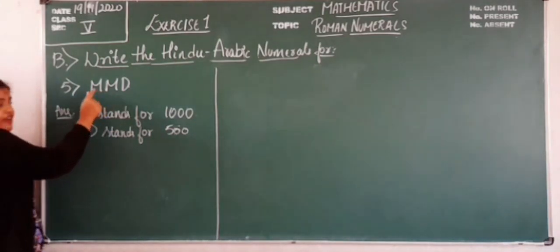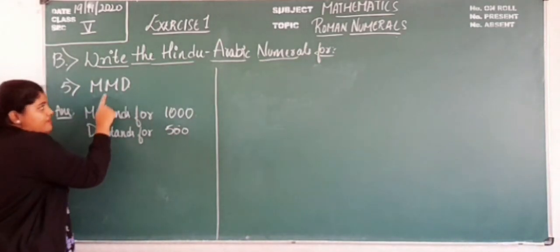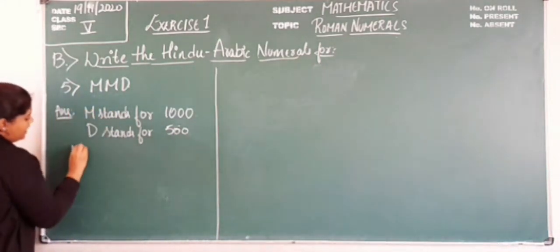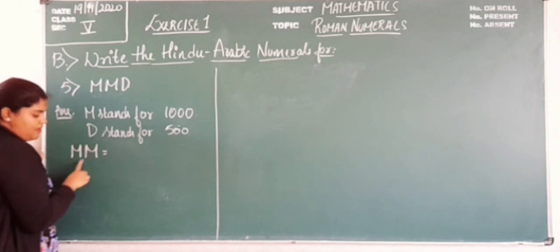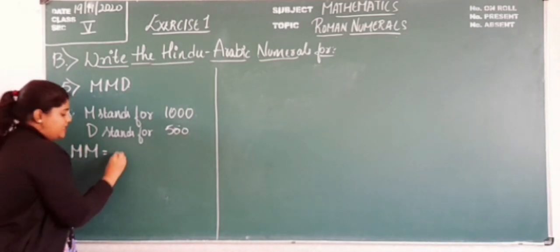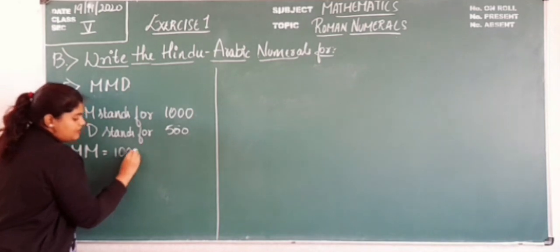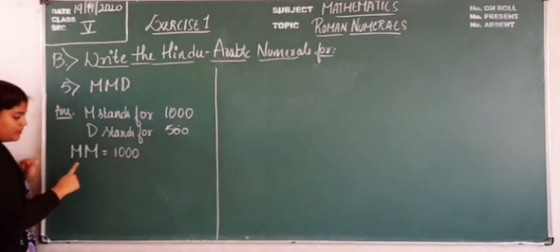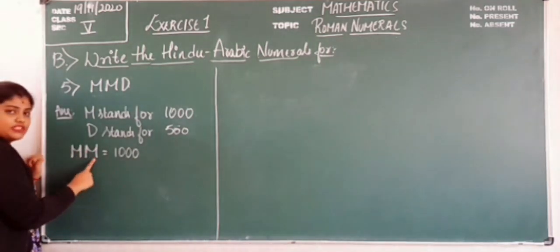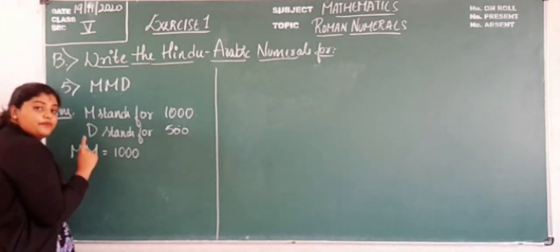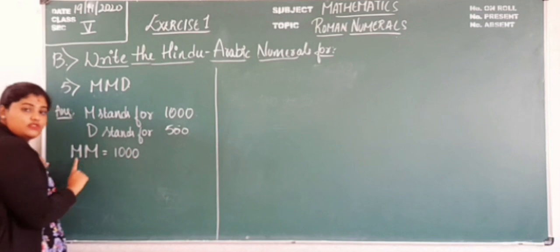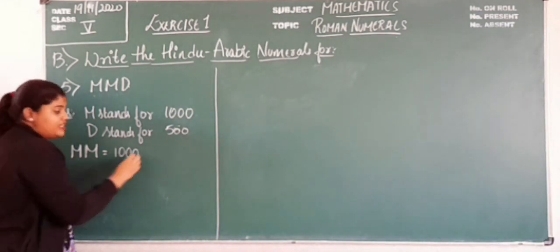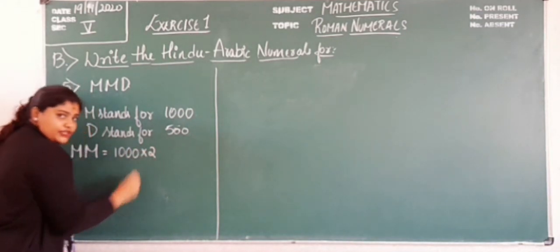Now here we have MM. If we have MM, what is the value of M? Yes, the value of M is 1000. How many times is M repeated? Here it is repeated twice, 1, 2. So M is repeated 2 times, so it is multiplied by 2.